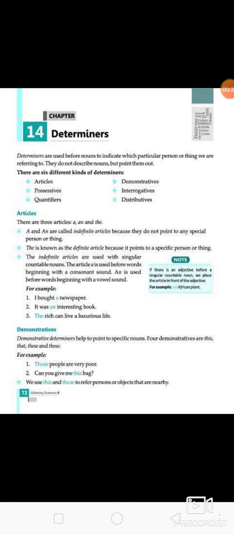Basically, there are different kinds of determiners: articles, possessives, quantifiers, demonstratives, interrogatives, and distributives.